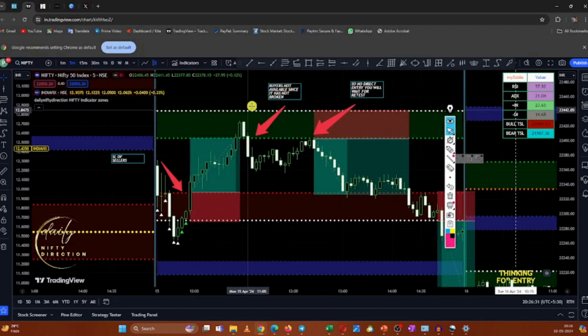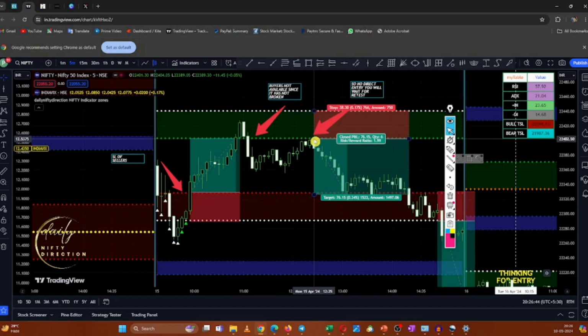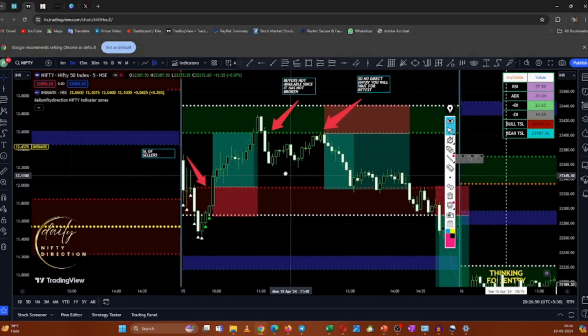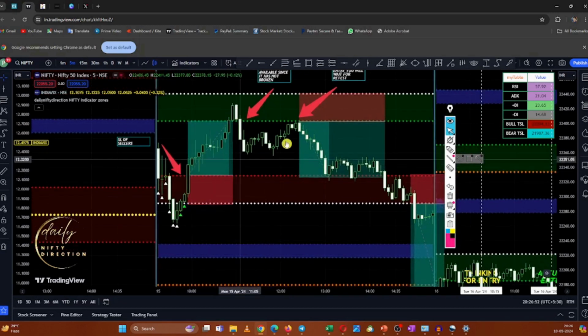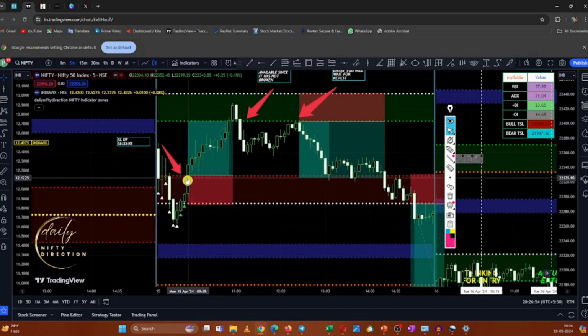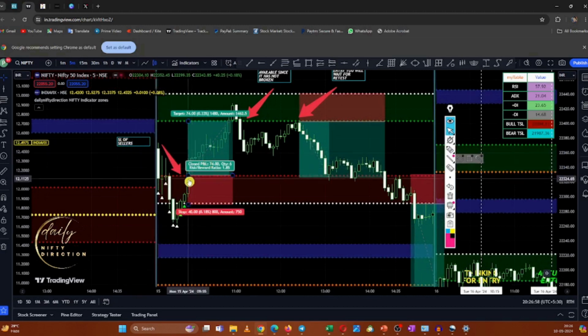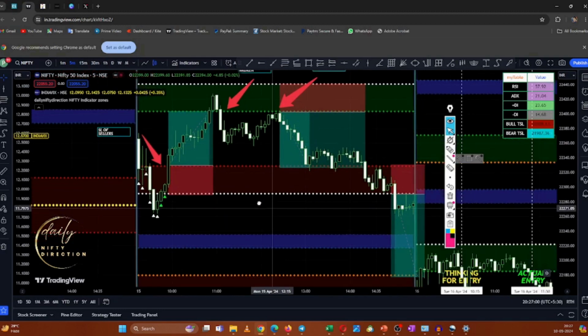Here it has not broken above, so buyers are not available. So since it has not broken, after this candle you will wait for confirmation. On retest you will buy. And here there were stop losses of sellers, so you can take direct entry also.